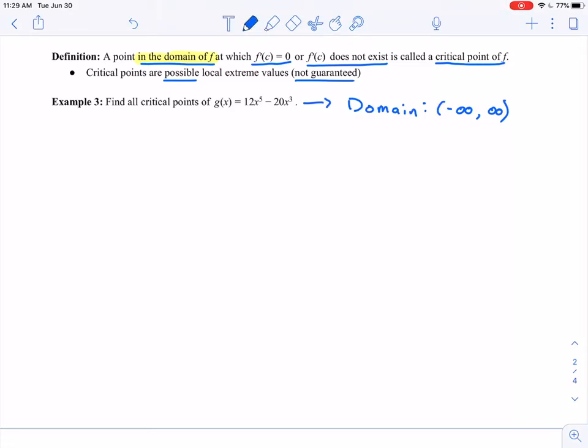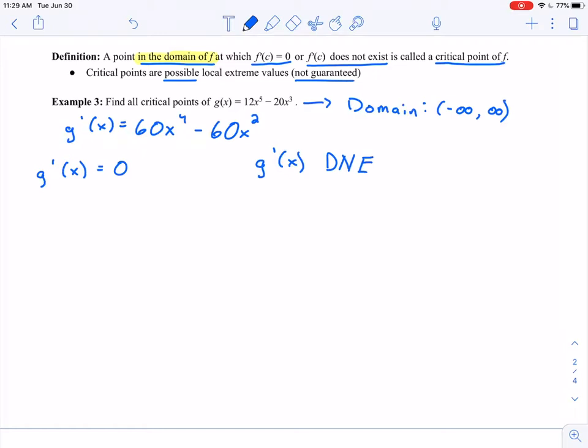First, I need to find the derivative, so let's find g prime of x. G prime of x is equal to 60x to the fourth minus 60x squared. So I have my derivative, and I need to be concerned with places where my derivative is equal to 0 and places where my derivative does not exist or is undefined. Let's take the places where the derivative is equal to 0. This is usually the more common place that will have critical points.